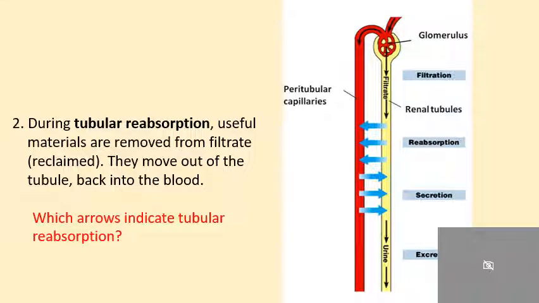The next step in the formation of urine is called tubular reabsorption. During reabsorption, useful substances that are present in this filtrate are removed from the filtrate and returned to the blood that's passing through that peritubular capillary. So in your mind's eye, can you pick out which arrow indicates tubular reabsorption? It's all of these arrows that show the movement of substances. So this is water and solutes moving out of the filtrate and back into blood.